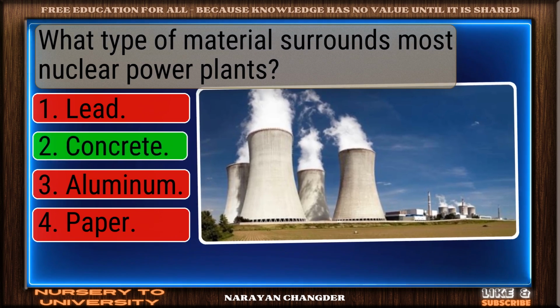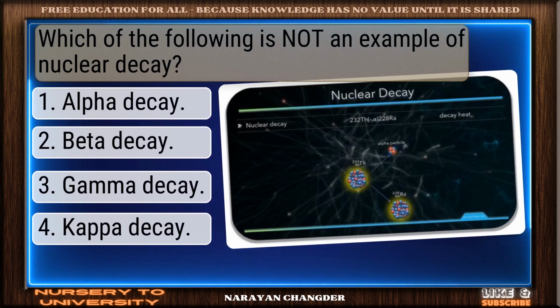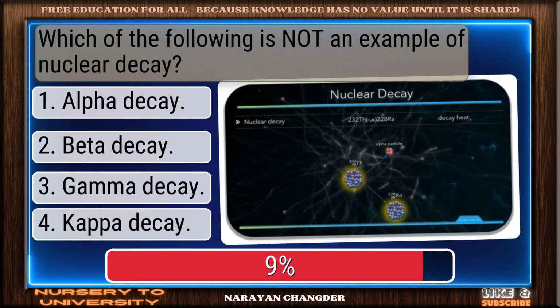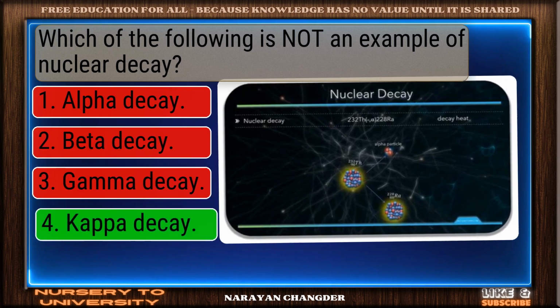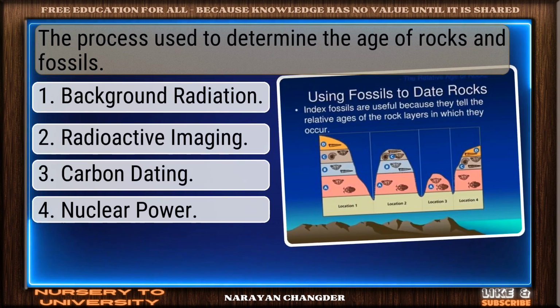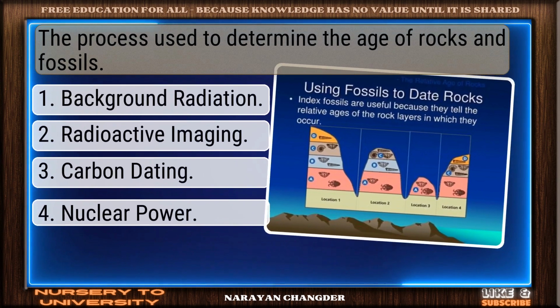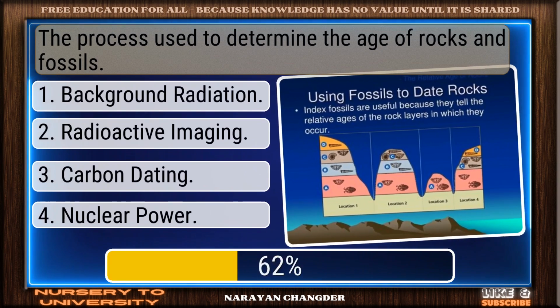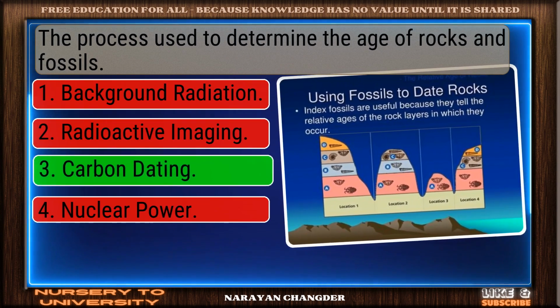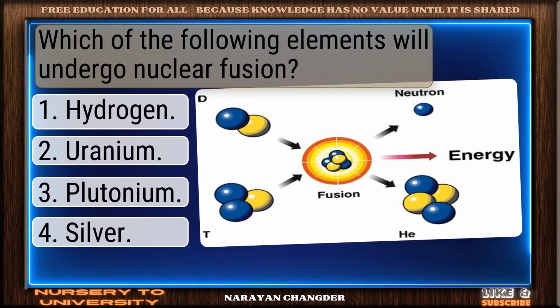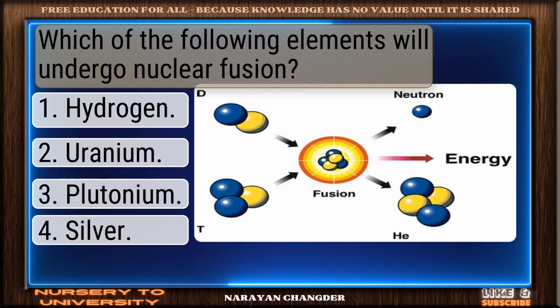Concrete. Which of the following is not an example of nuclear decay? Kappa decay. The process used to determine the age of rocks and fossils. Carbon dating. Which of the following elements will undergo nuclear fusion? Hydrogen.